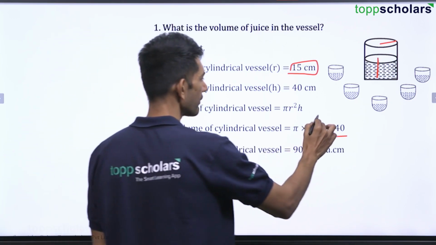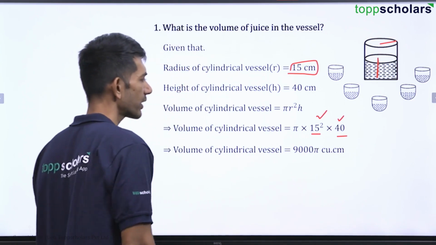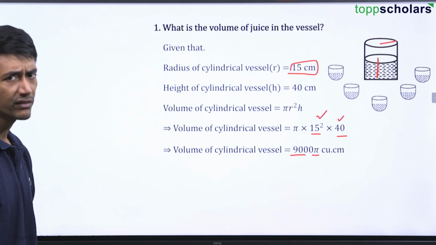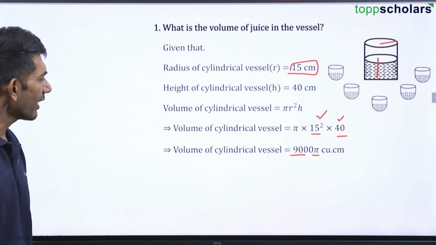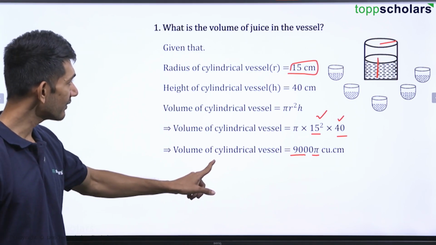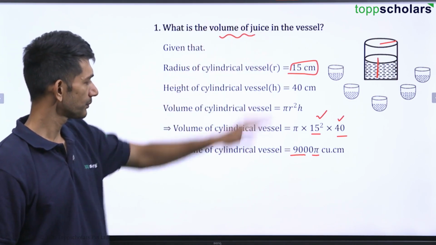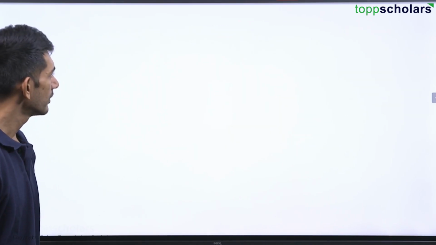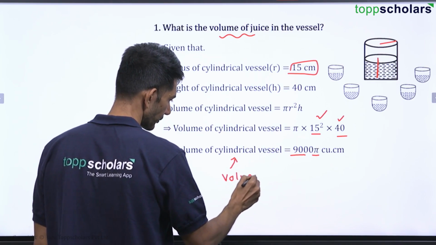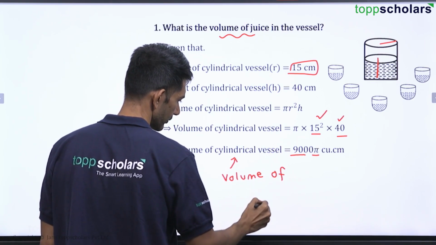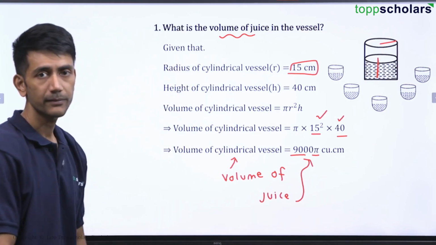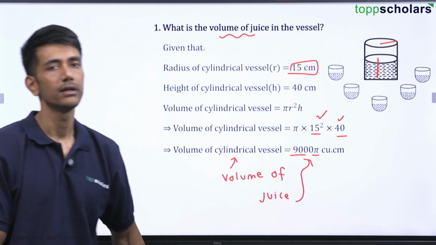Once you solve this further, 15 square is 225. 225 into 40 is 9000. Okay, you can take 9000 pi cubic centimeter. They have not given the value of pi anyways. We got the volume of the cylindrical vessel now. Rather than saying volume of the cylindrical vessel, we can say volume of the juice, right? See, this is volume of juice. I hope this is clear, because the entire cylinder is not filled with juice.